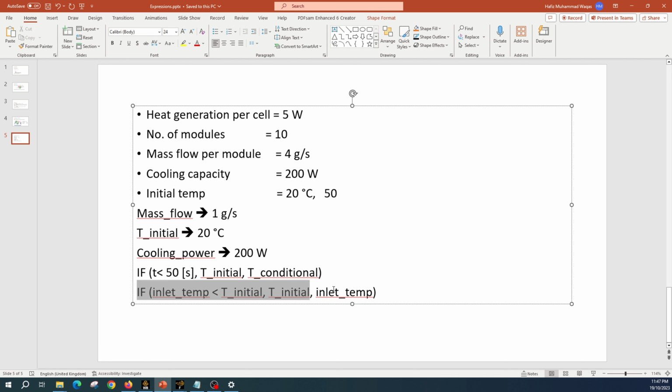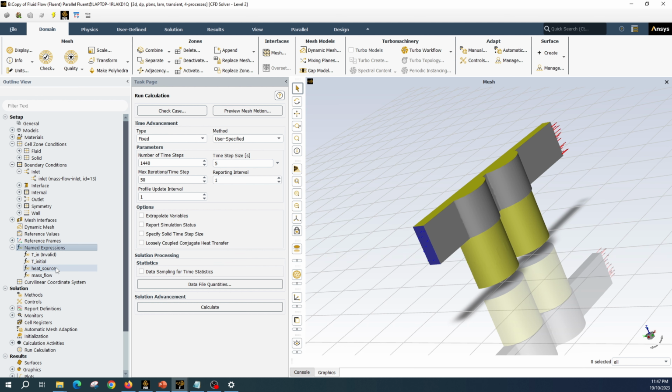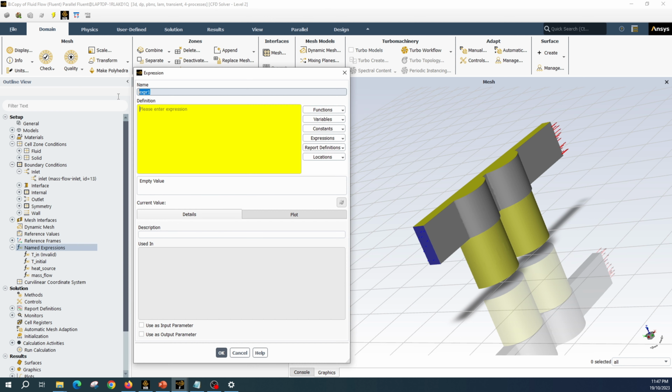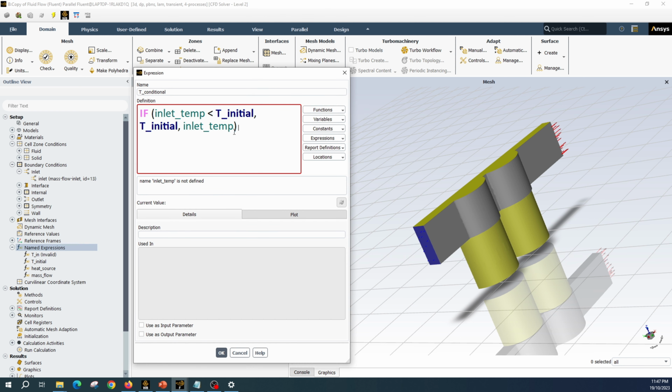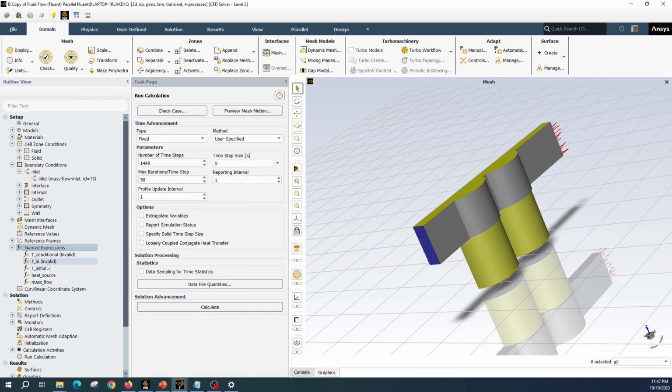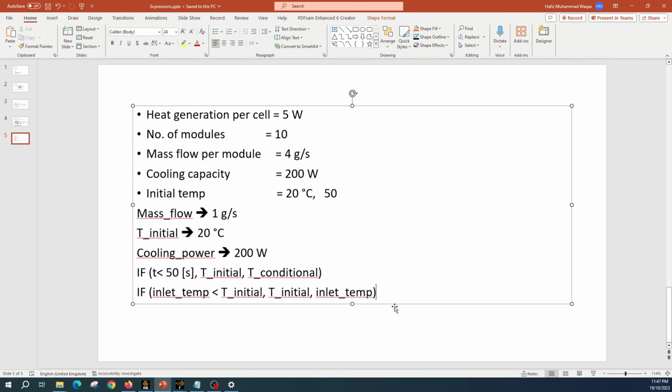So let's put this statement into our Fluent, and this one was our T conditional. Okay, the statement is correct. Now the last step, we need to define inlet temperature. Now how can we define inlet temperature? That's pretty much straightforward.